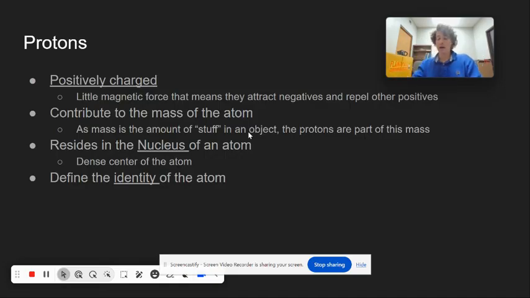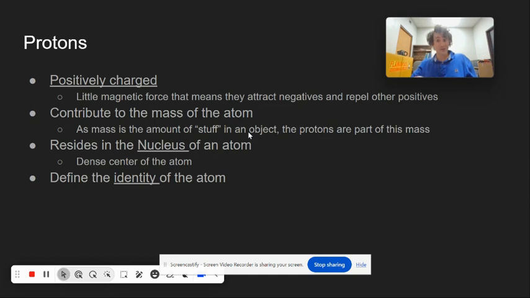Protons define the identity of the atom, which basically means this: you count how many protons an element has, or how many an atom has. That tells you which element it is. There are 118 named elements. If you ask, are there more? Well, we don't really know. It's possible. They'd be very unstable, but it's possible. But right now we have seen 118 elements.